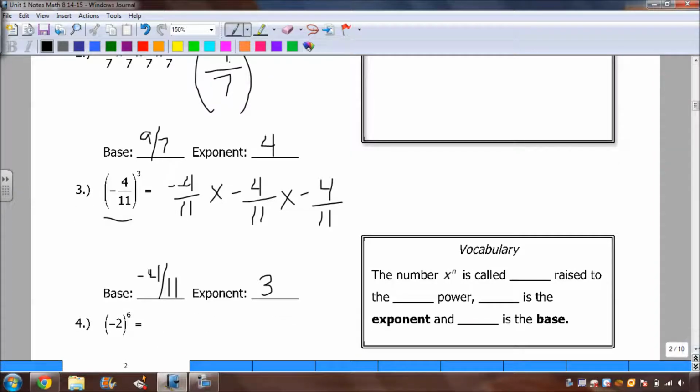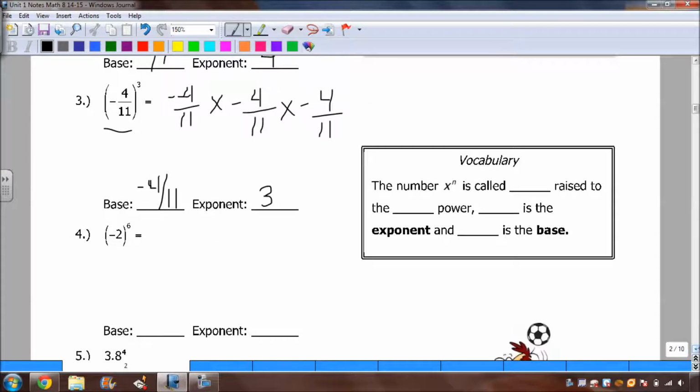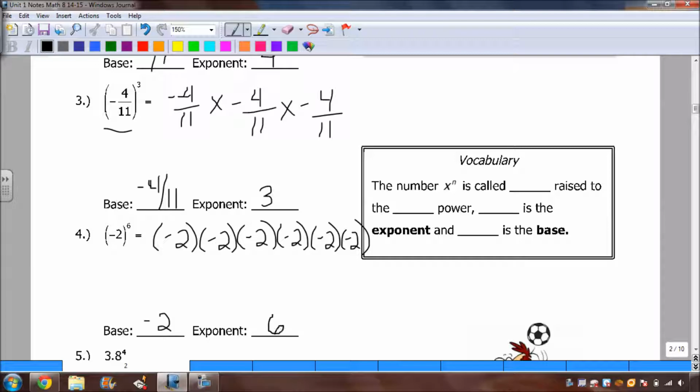All right. In number 4, you have -2 to the 6th power, which means that you're going to multiply -2 by itself 6 times. All right. So in this example, -2 is the base and 6 is the exponent.